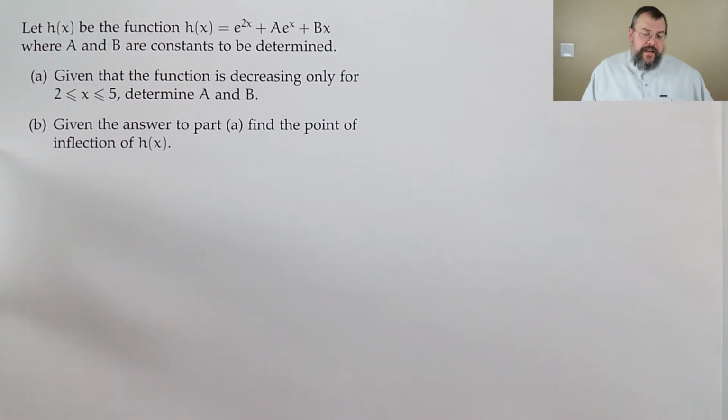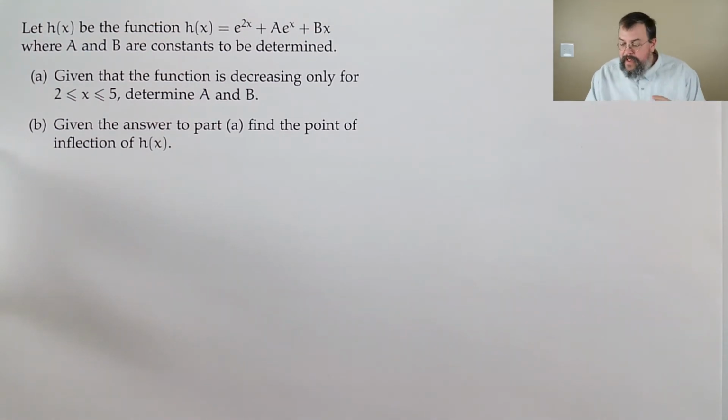Okay. Let h of x be the function e to the power 2x plus a e to the x plus b times x, where a and b are constants to be determined. So in other words, we don't know what a and b are. We got to figure it out. A puzzle. Okay, part A. Given that the function is decreasing only for x between 2 and 5, determine a and b.